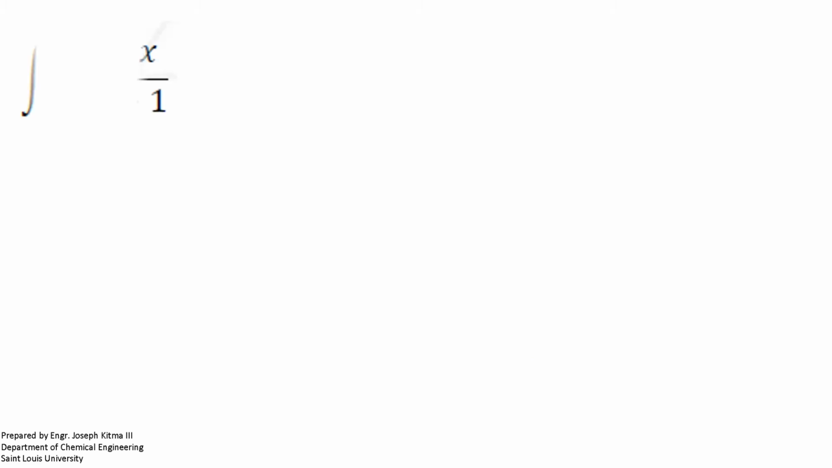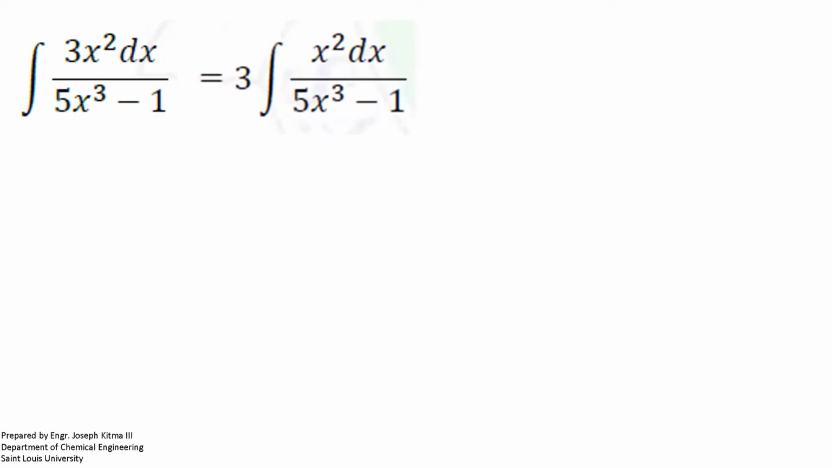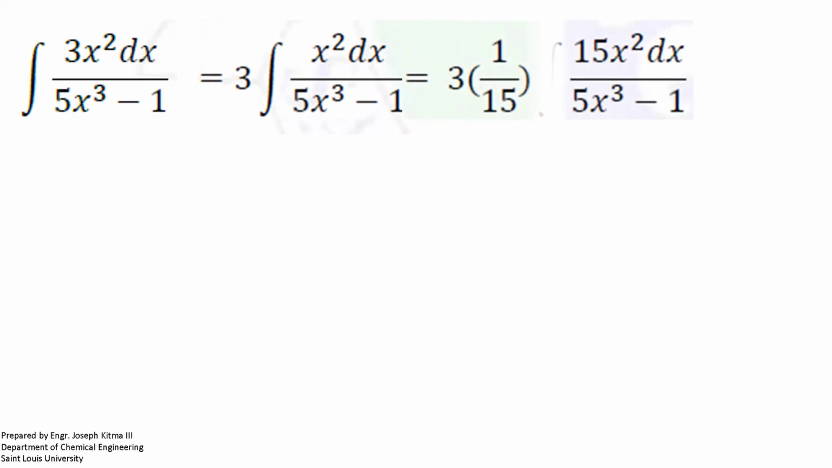So if we proceed, the integral of 3x squared dx all over 5x cubed minus 1, we could write it in a way that we could introduce 3 before the integral sign because it is a property of integrals. So it becomes 3 times the integral of x squared dx, divided by 5x cubed minus 1. Since we had determined the differential of the denominator to be 15x squared dx, we have to introduce 15 into the numerator. So it becomes 15x squared dx as a numerator.